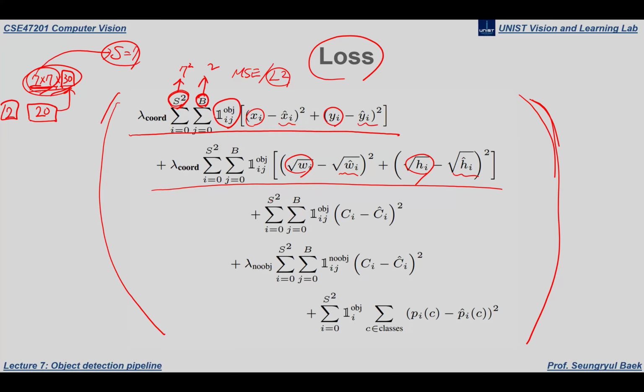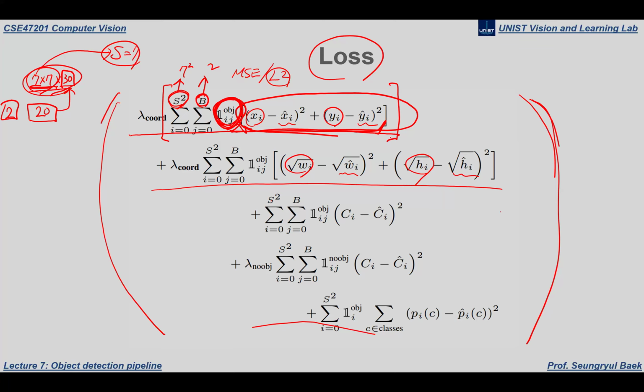So there's one more condition for applying these rules. As I told you, they are applying this only for the grid cells which have an object inside. That is indicated by this flag. This becomes 1 for the grid that has an object inside, and it becomes 0 for the grid which does not have an object inside. Are you following this? So this is applied only for the grid having an object.